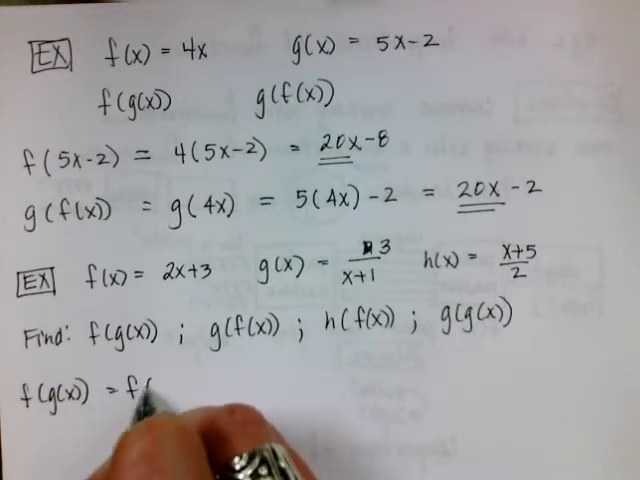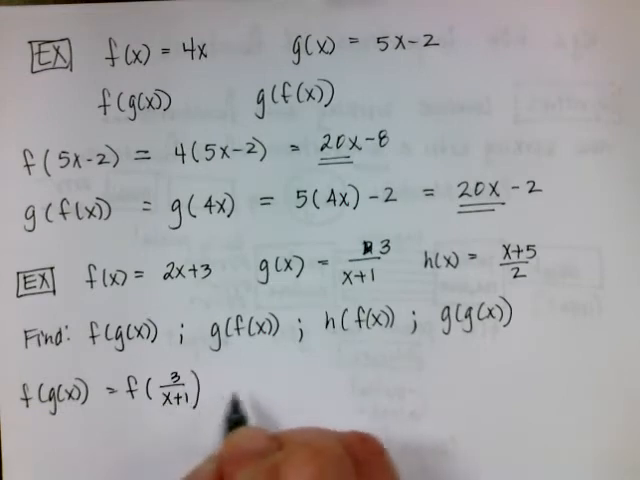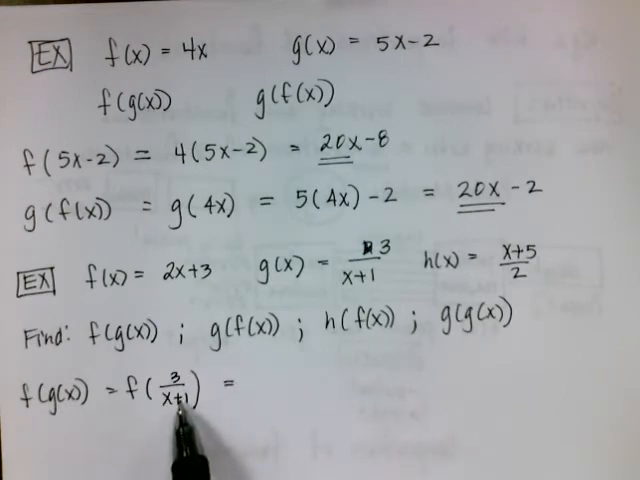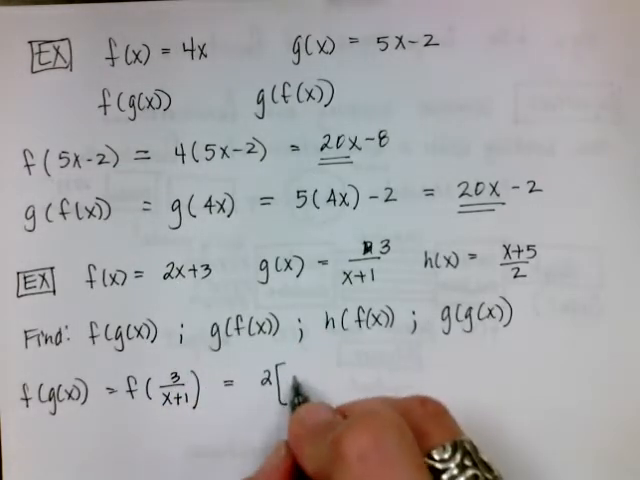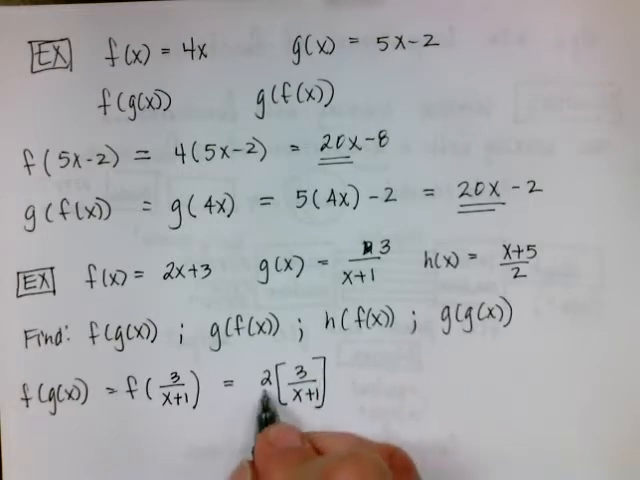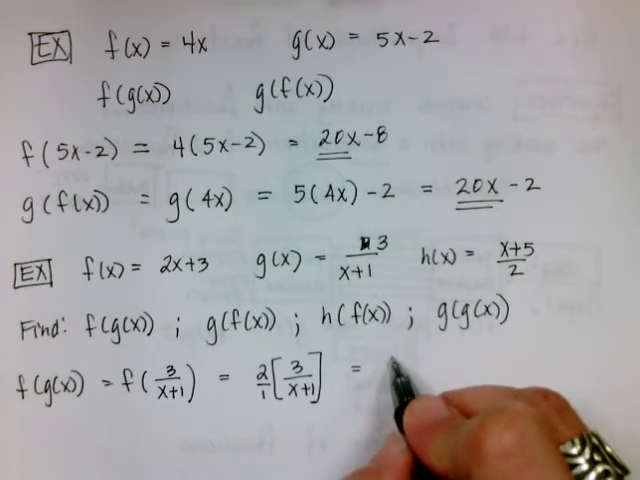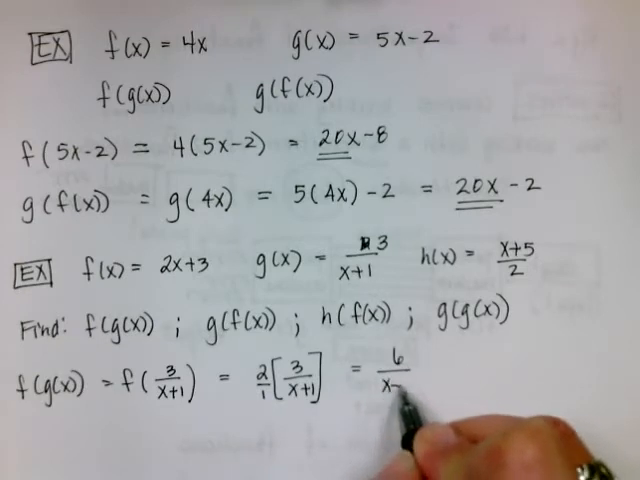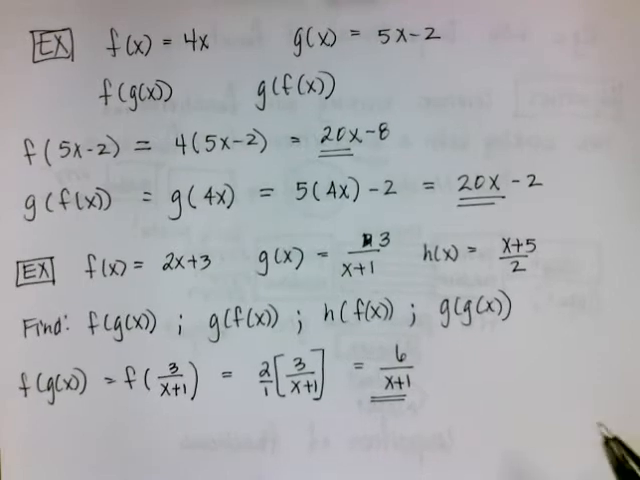All right, so let's start with the first one, f of g of x. So this is going to be f of, and my g is 3 over (x plus 1). So now I'm going to substitute this in for that x, so it's going to be 2 times 3 over (x plus 1). Remember, that's really a 2 over 1. When I multiply fractions together, the top multiplies together and the bottom multiplies together. So this is going to be 6 over (x plus 1). The first one is done.